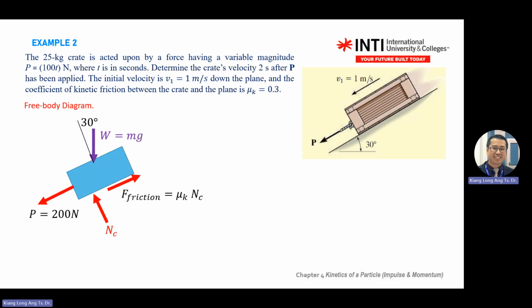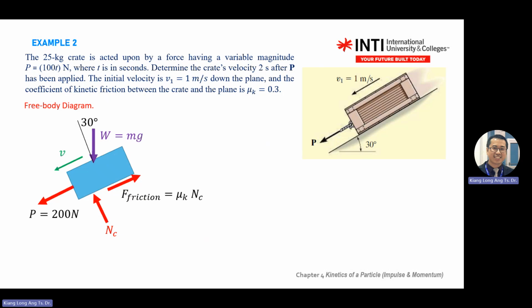Once you have that, you write the principle of linear impulse and momentum. You have the mass M. When it comes to the test, just be careful with the mass. Sometimes we give you megagrams, and you need to convert into kilograms. Sometimes I give you tons. 1 ton equals 1,000 kilograms.